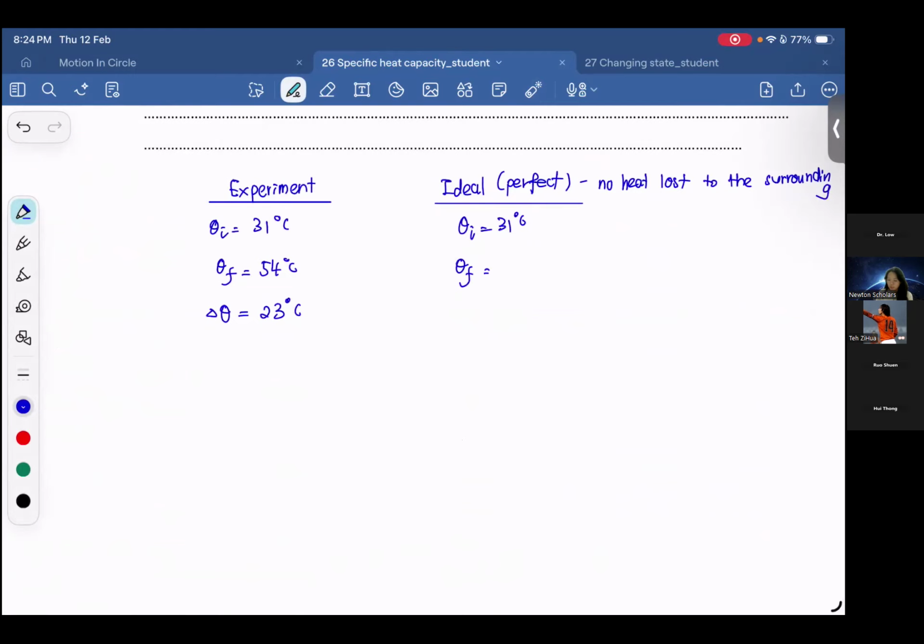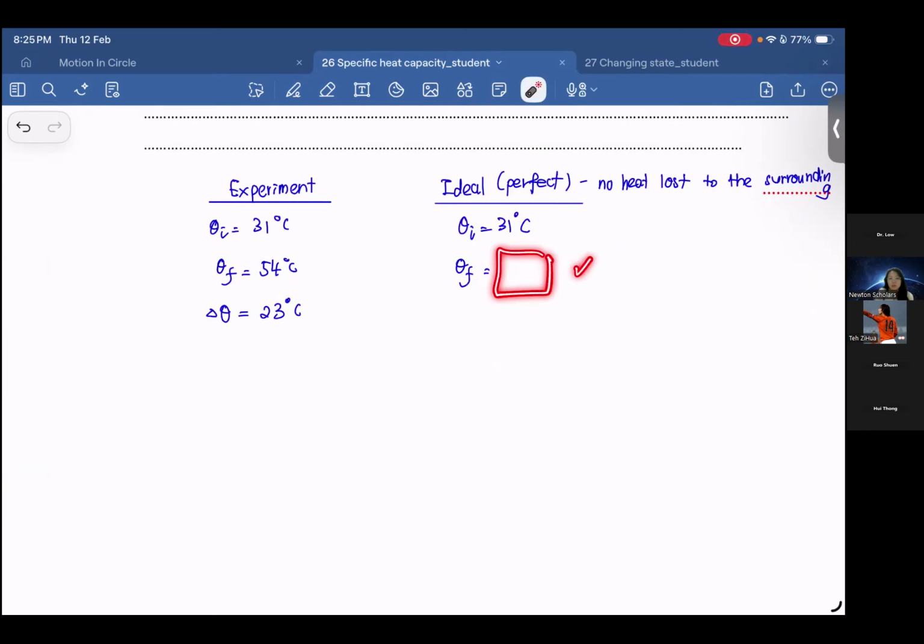Here, 31 degrees Celsius. Now in the perfect case, all the heat from the heater goes to the aluminium. Should my final temperature be higher or lower than 54 degrees Celsius? If everything is perfect and all the heat goes to the aluminium block, with no losing, should my final temperature be higher or lower than 54? What do you think? Can somebody respond to me, dear? If not, I'm the one talking here for 1.5 hours.